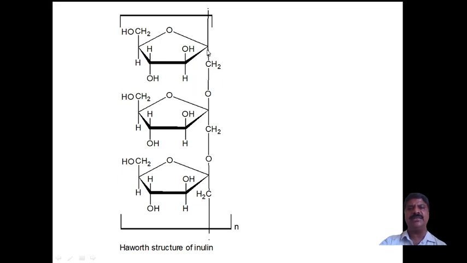Here you take the first one as 1, and 1,6 linkage means this same position. Therefore it joins together and forms a glycosidic linkage. It is taken n times, and this is the structure of inulin.